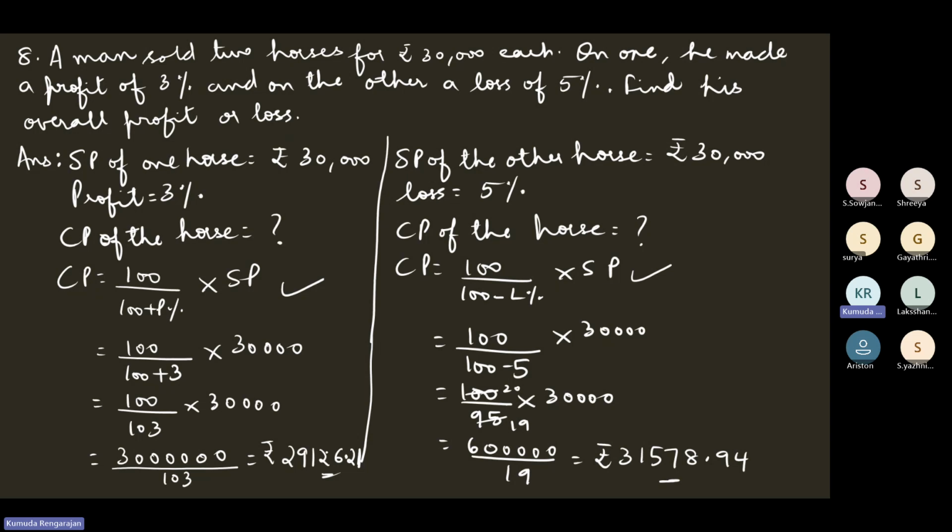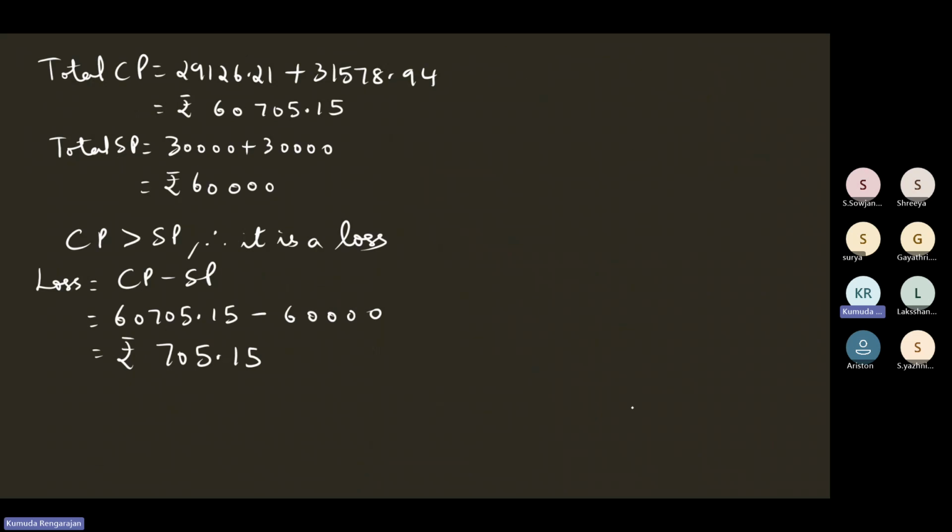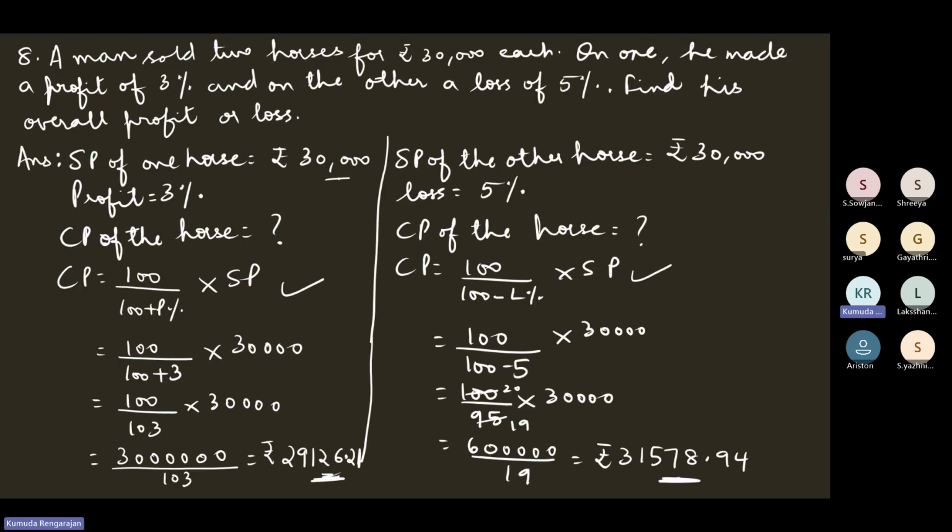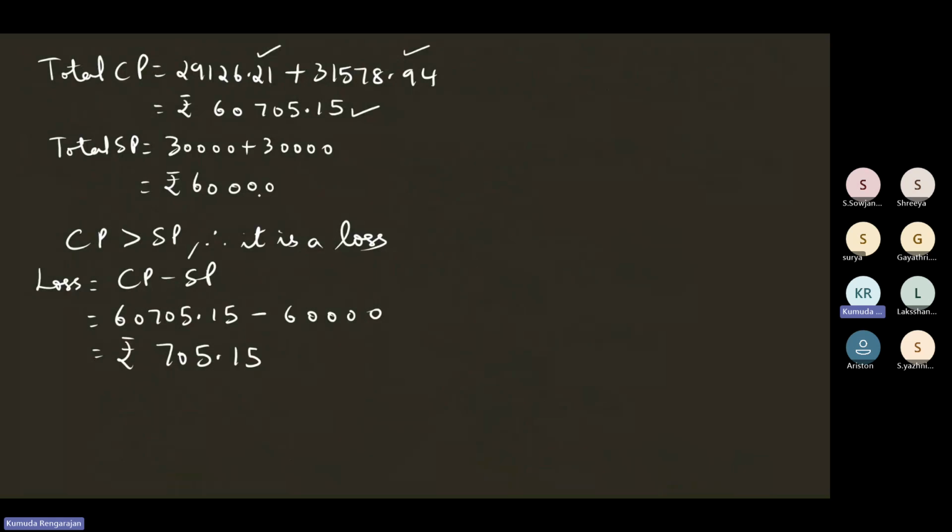What is the total cost price? Cost price of the first horse plus the cost price of the second horse. That will be the total cost price. What is the total selling price? Selling price of the first horse plus the selling price of the second horse. That will be the total selling price. 30 plus 30 is 60,000.